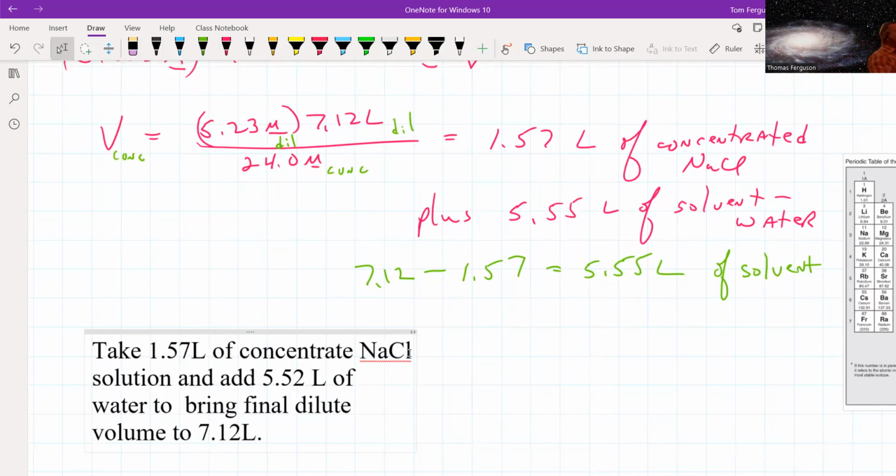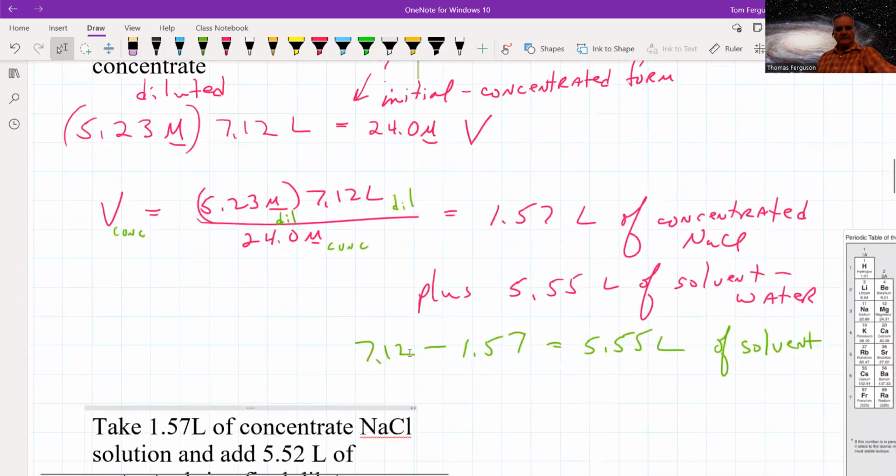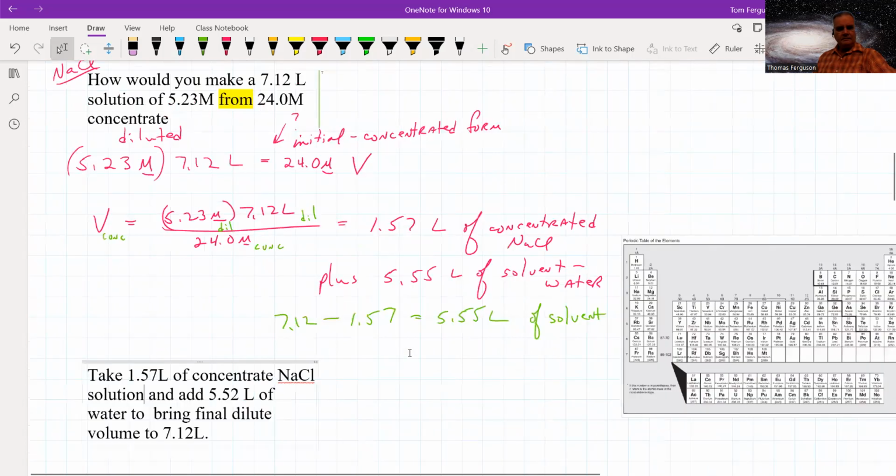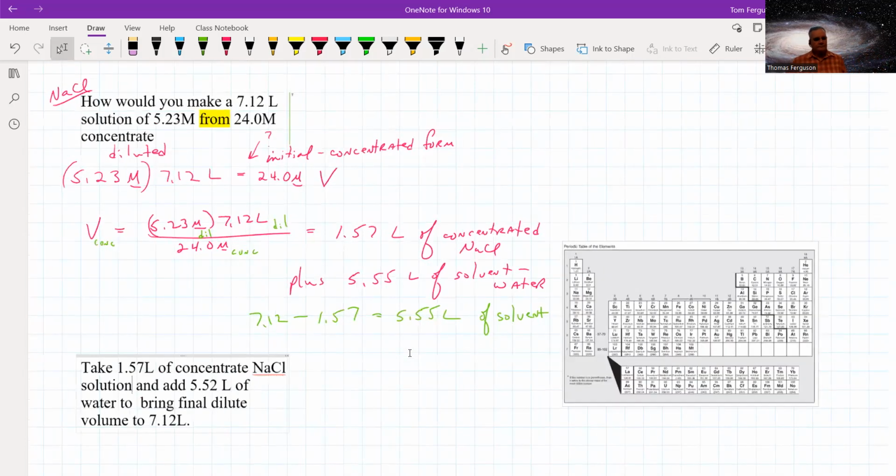So when you're doing these problems, I want you to think in your head, I'm working for a lab. How do I mix this stuff up? It's one thing to do this math on paper, but you've got to figure out how to actually make it. Okay, so everyone okay with this process? I'm going to do another example here in a minute.